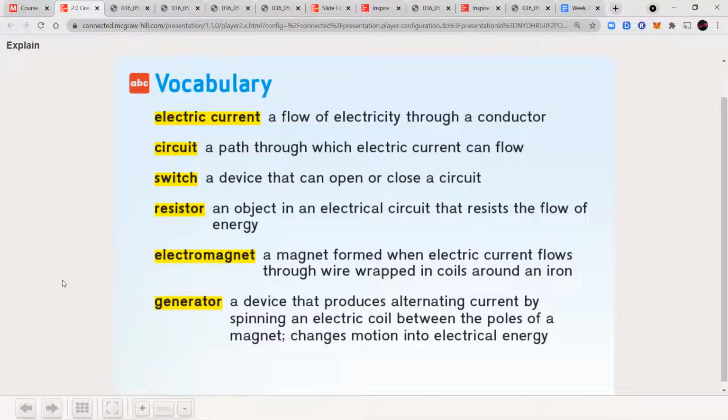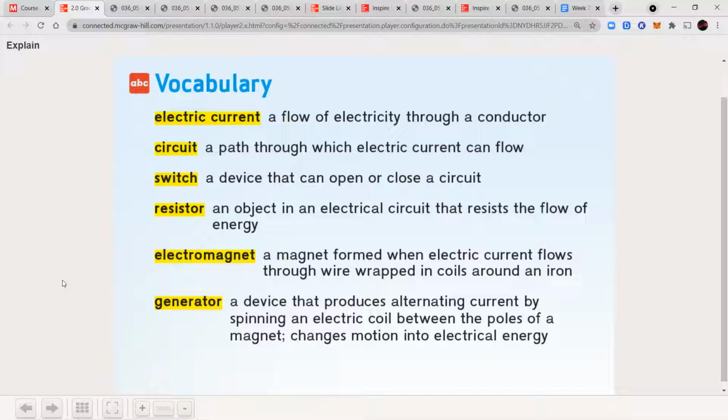Now think about a light switch when you turn it on. What happens to that circuit? What happens when you turn the light switch off? What we're going to learn is that when you open a circuit, you are actually stopping the flow of electricity. And when you close the circuit, you're reconnecting it and you're allowing electricity to flow through.